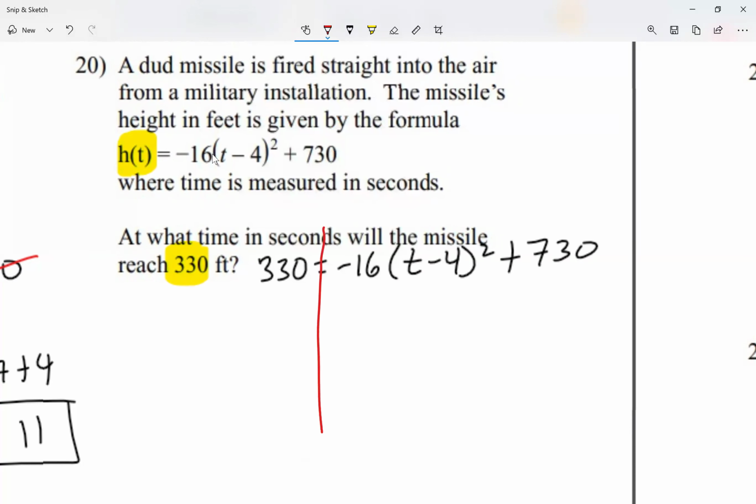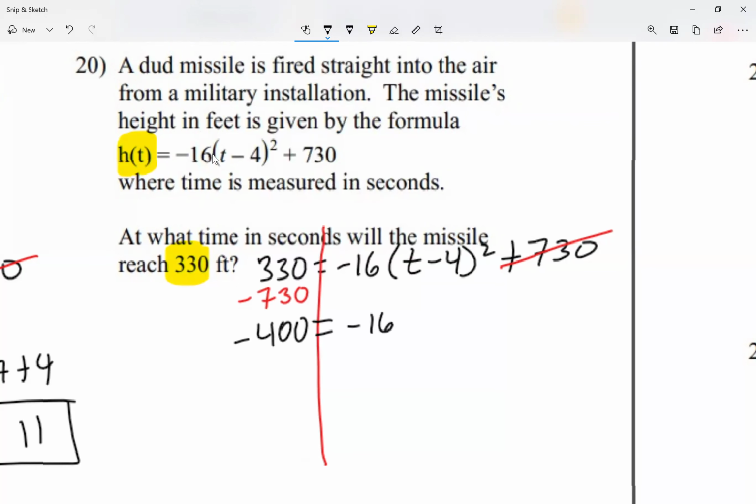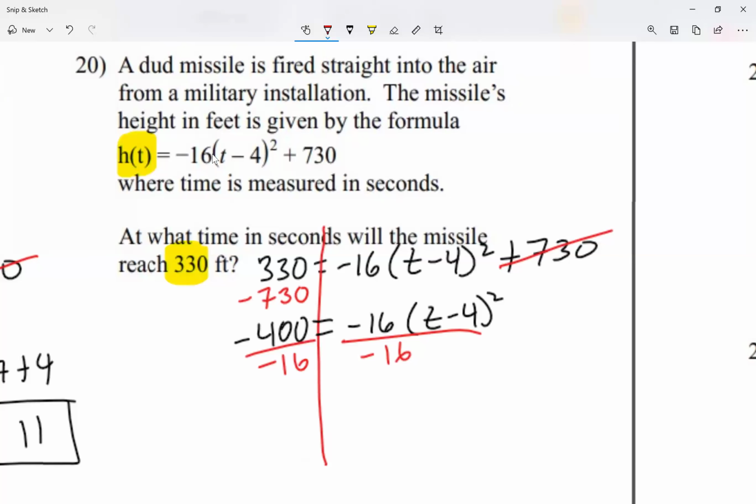Let me separate my sides through the equal sign. This plus 730, let me bring it over as a minus 730. So that gives me negative 400. Don't worry about the negatives, it's fine. Negative 400 is negative 16 times the quantity (t minus 4) all squared. Let me divide both sides by negative 16. I'll get rid of that. I know negative divided by negative is positive. 400 divided by 16 is 25. So 25 is equal to (t minus 4) all squared.